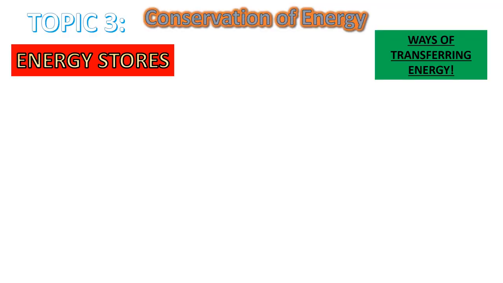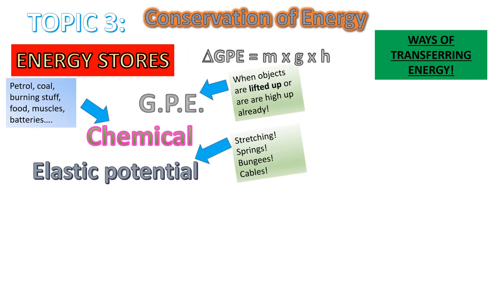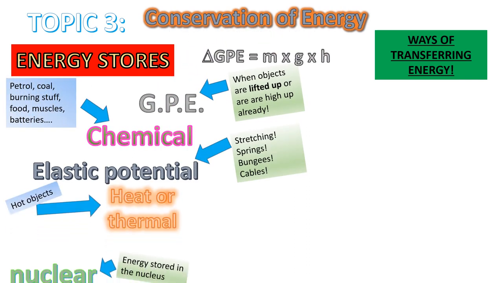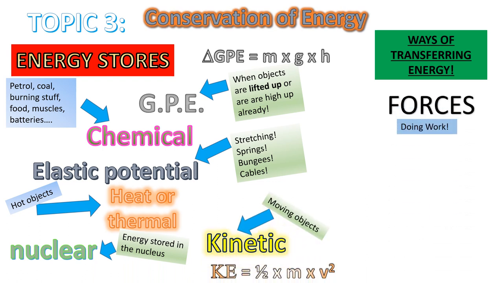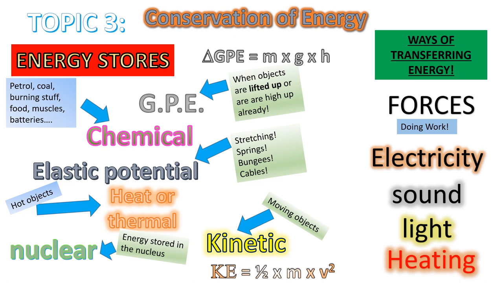Next up, topic three. I'm going to go through this pretty quickly. Topic three, important topic. So remember we've got our energy stores. There they are, lots of examples of them. And remember, energy can be transferred from one energy store to another. These are the words we should be using. So by forces doing work, for example, if I lift something up and give it gravitational potential energy, then I am transferring energy by doing work against gravity.